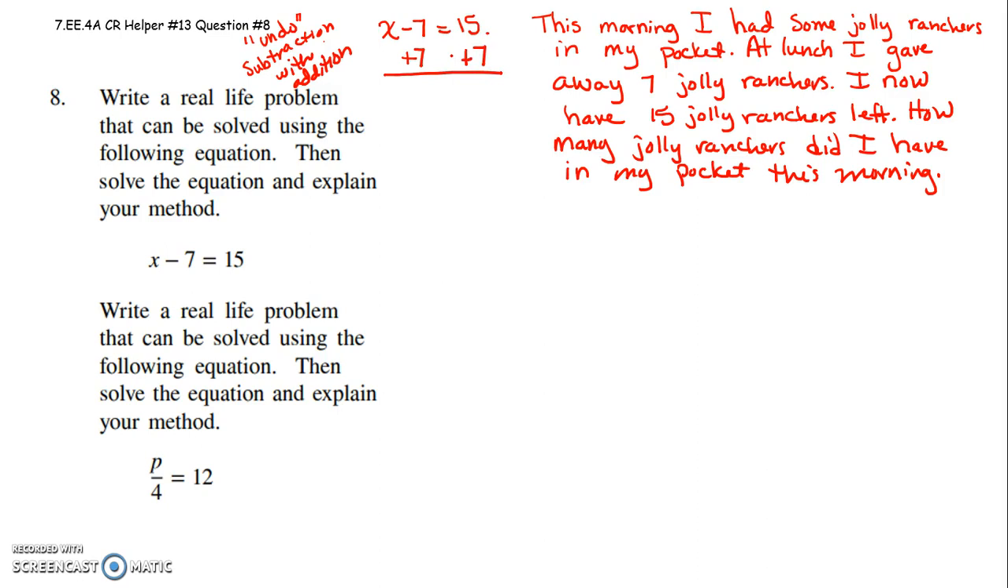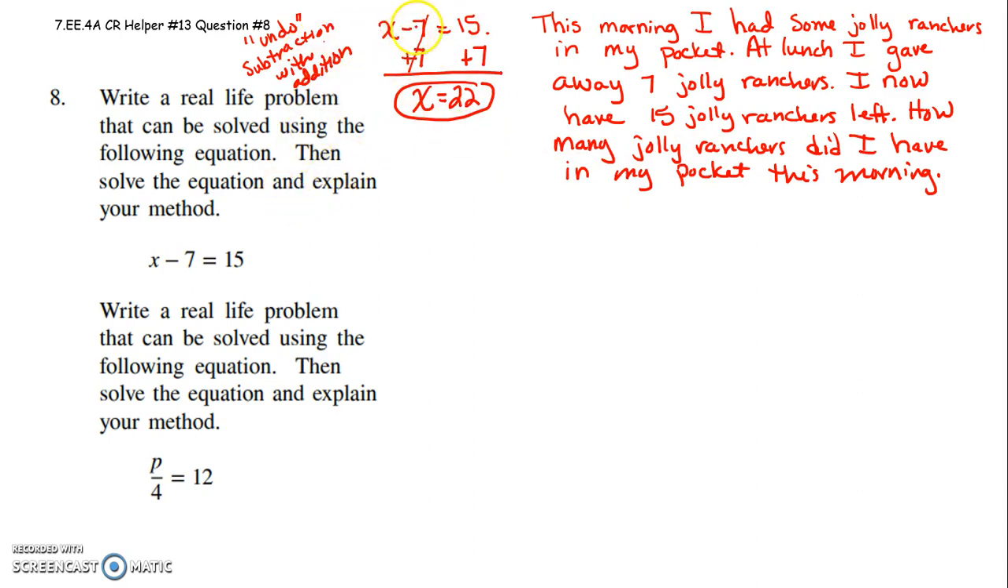I don't have enough space to write all this out. Minus 7 plus 7 zeroes out. On the left-hand side of the equal sign, I'm just left with x equals 15 plus 7, which is 22. I must have started the day with 22 Jolly Ranchers. The explaining of the method, I didn't really do a very good job on.